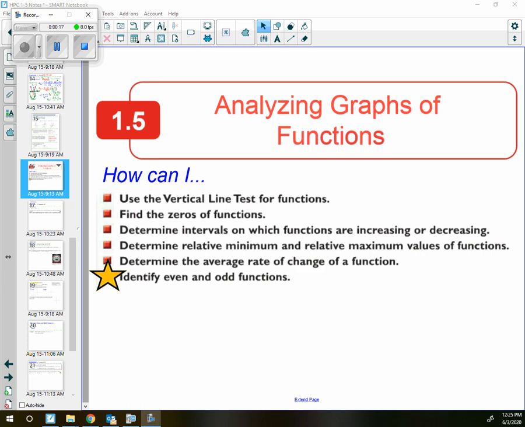So we're going to pull together our essential questions from day 2 first, and then we're going to move on to our last essential question of section 1-5, which is how can I identify even and odd functions. So hopefully by the end of today's lesson, you'll be able to determine what it means to be even and what it means to be odd for a function. All right, but let's talk about some of those review ones first.